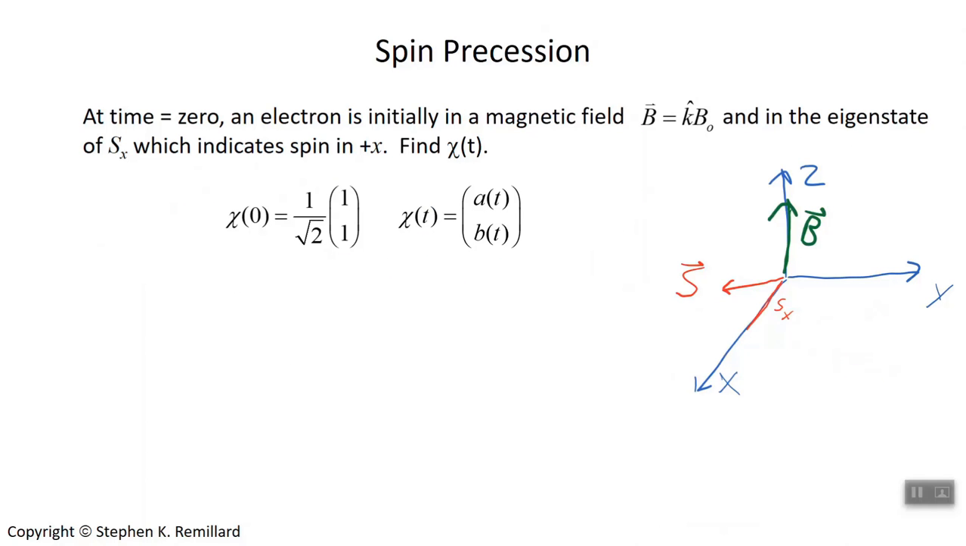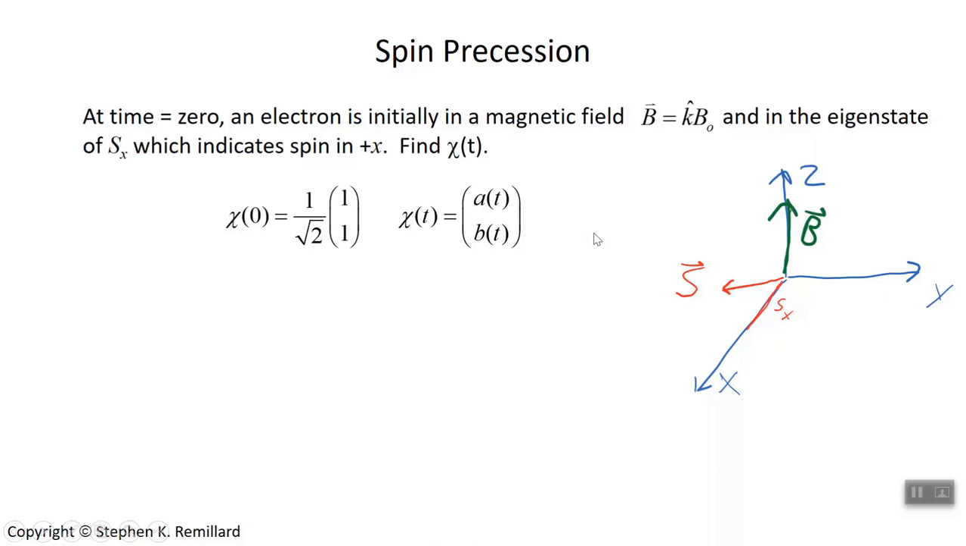Let me do, as an example, a consequence of putting an electron with spin into a magnetic field. Just an electron, so a spin 1/2 particle. And the magnetic field is in the z direction. The initial state of this electron is the state that describes S sub x up. So in other words, this is the initial state of the electron. We'll call it chi of 0, at time equals 0: 1 over root 2 times the vector 1, 1. That's the spinor for S sub x up. That's our initial state, and I want to find the time development of that state.